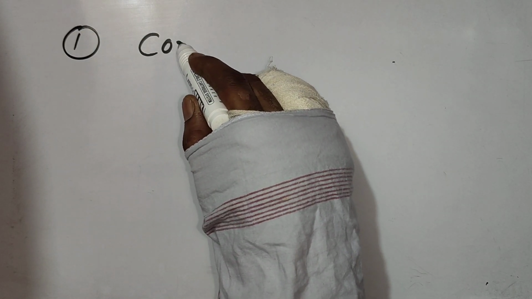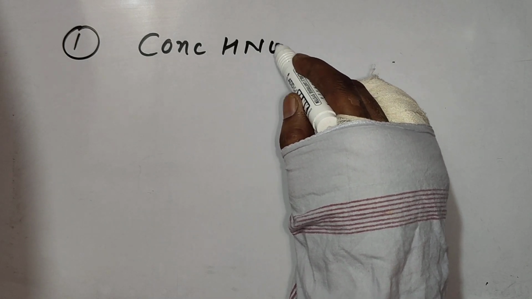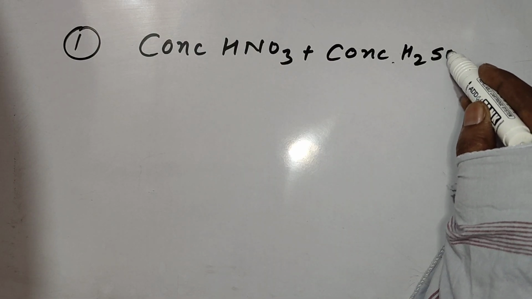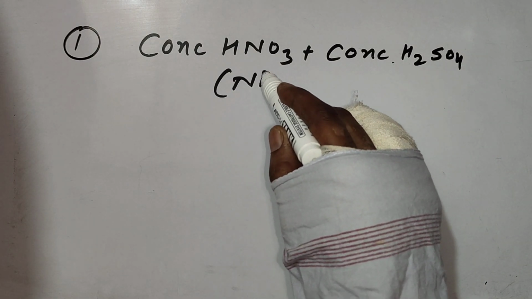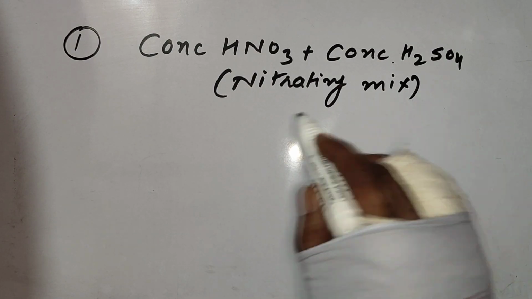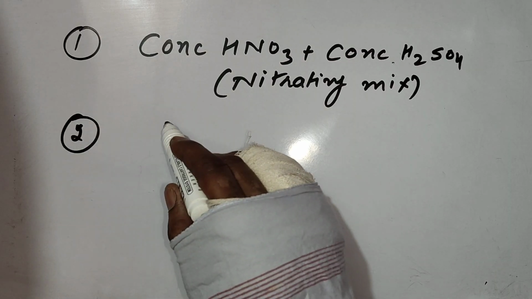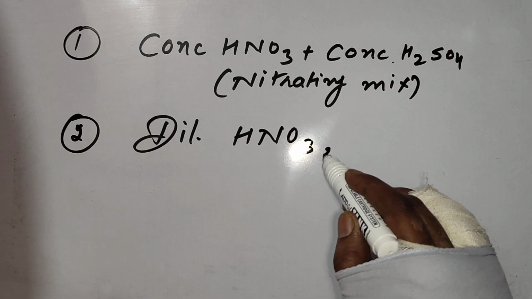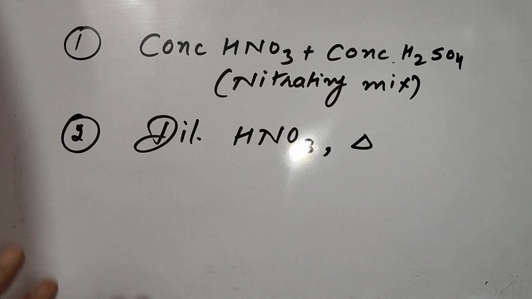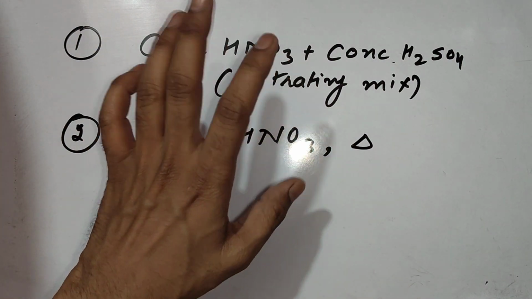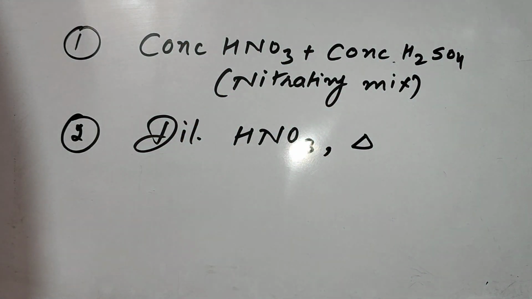Two chemicals we can use. First one is the mixture of concentrated nitric acid and concentrated sulfuric acid. This mixture is also known as nitrating mixture. Second reagent that you can use is dilute nitric acid with some heat. These two reagents you can use for the nitration of phenol. Now one by one, let's check how these reagents can bring nitration of phenol.